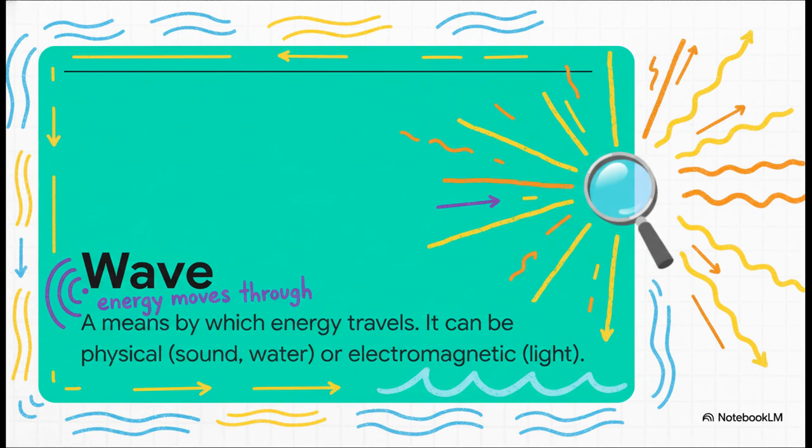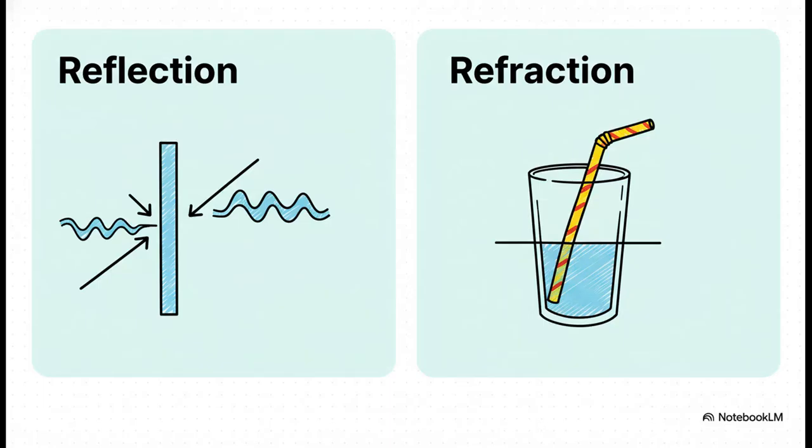That's it. Think about ripples in a pond, right? The water itself mostly just bobs up and down, but the energy of that ripple, that travels outward across the whole pond. That's the big takeaway here. Waves move energy. So, what happens when a wave hits something? It doesn't just vanish. It does one of two main things. It can either bounce off, which we call reflection, or it can bend as it passes through, and we call that refraction. Let's break those two down.